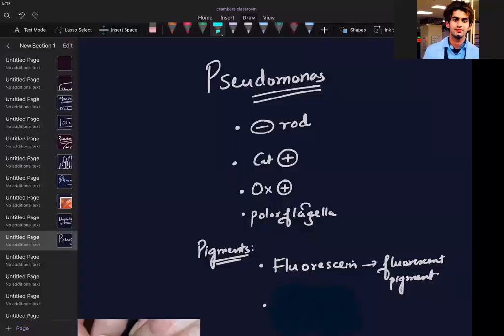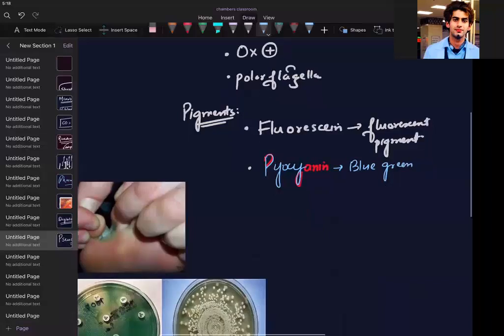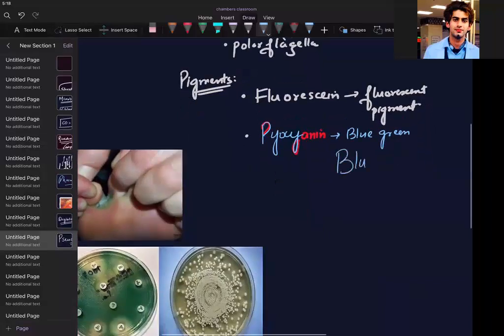Pyocyanin is a blue-green pigment. You have to remember it's blue-green. Why, sir, blue-green? Because this pigment will lead to formation of blue pus. To be more precise, we say blue-green pus. Blue-green pus is characteristic, a classical sign of Pseudomonas aeruginosa cellulitis.